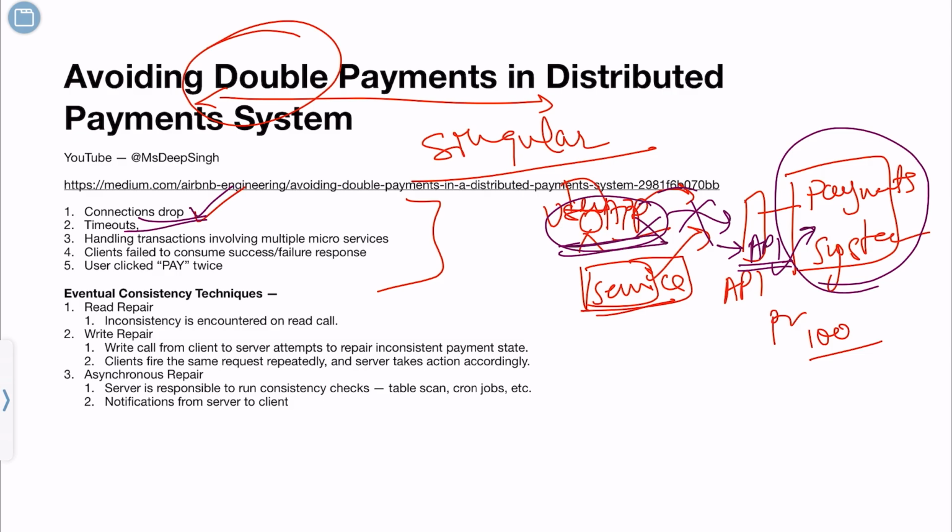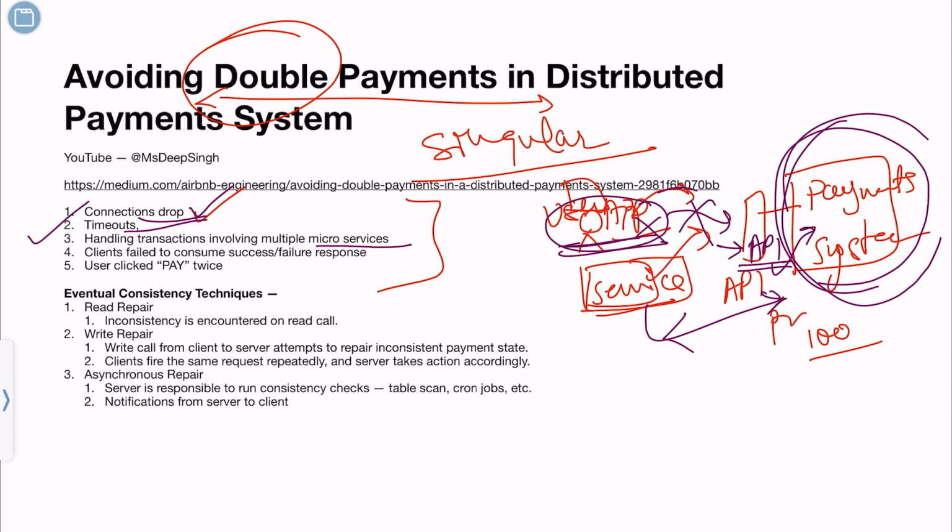Another thing is timeout. It is much similar to connection drop, but a timeout can also happen whenever these services are interacting with each other and there is some timeout configured. But within that timeout the processing didn't happen. The payment request took more time than expected, so the request timed out. So this is one of the scenarios.